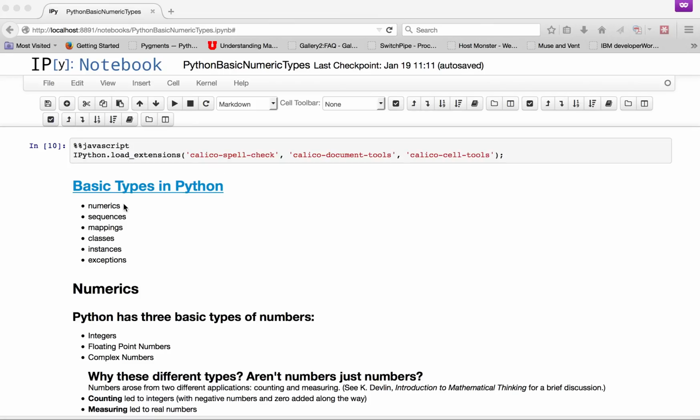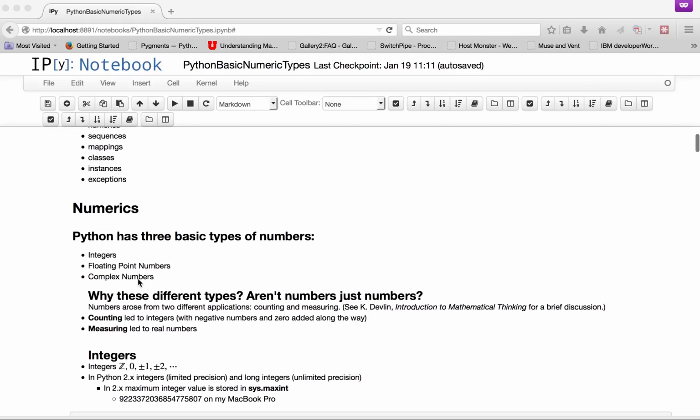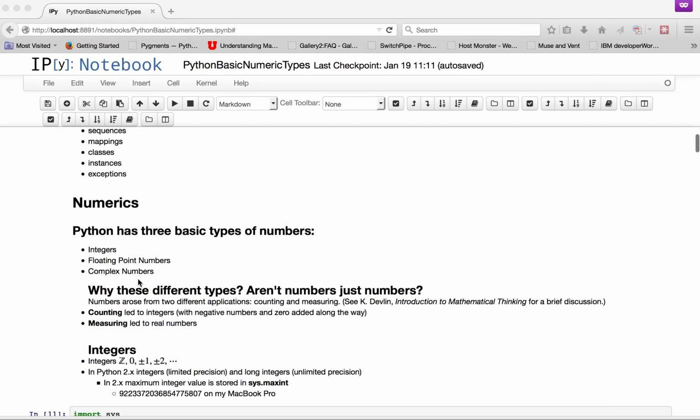So Python has the following built-in basic types: numerics, sequences, mappings, classes, instances, and exceptions. Today we're going to be talking about numerics, and in the following classes we're going to be talking about sequences. So Python has three basic types of numbers: integers, floating point numbers, which correspond to real numbers, and complex numbers. And we're going to talk about each one of these in detail.